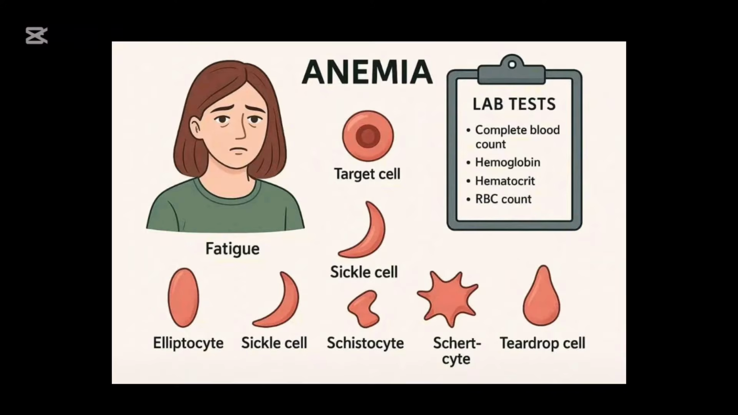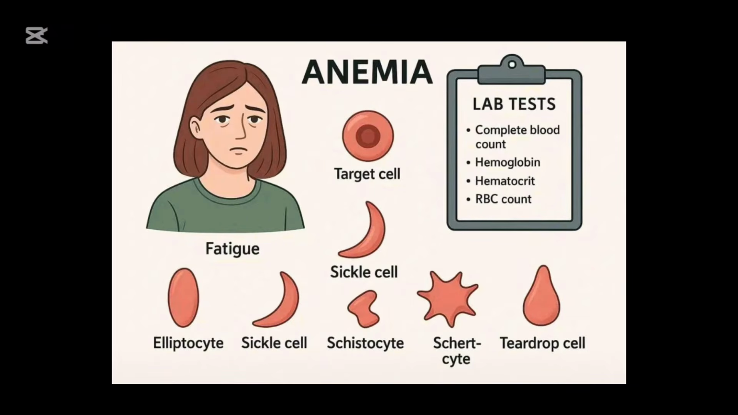So classification of anemia, we have one based on RBC size, that's MCV, which stands for mean corpuscular volume. Microcytic anemia, MCV less than 80 FL. In that case, we do have iron deficiency anemia, thalassemia, anemia of chronic disease, and then we have sideroblastic anemia.